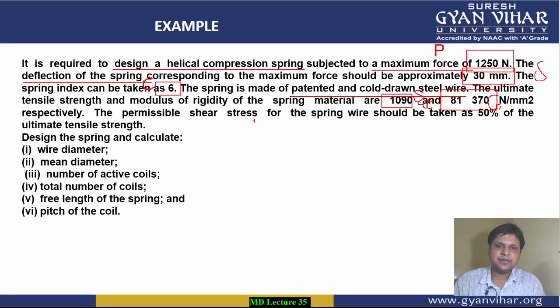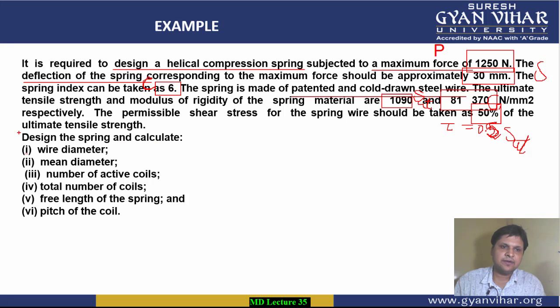Then the permissible shear stress for a spring wire should be taken as 50% of the ultimate tensile strength. So the value of tau which we will take will be 0.5 into SUT. Sorry, 50% means 0.5. This value we are going to keep.